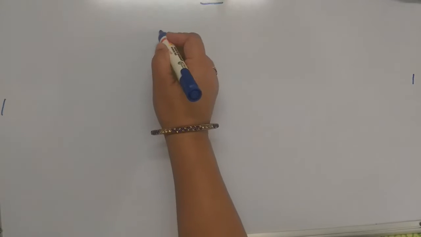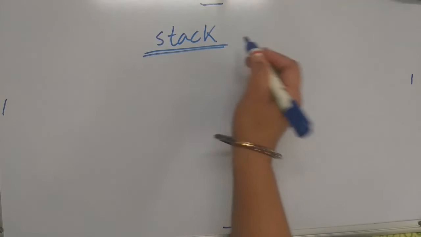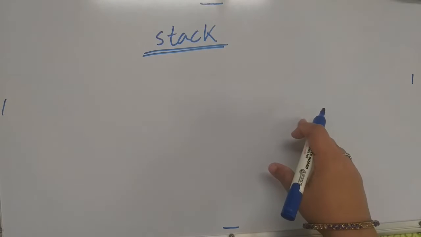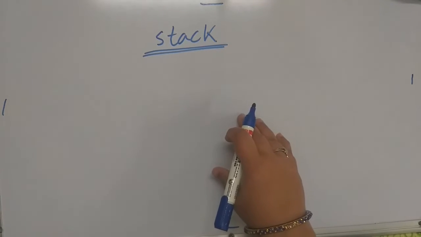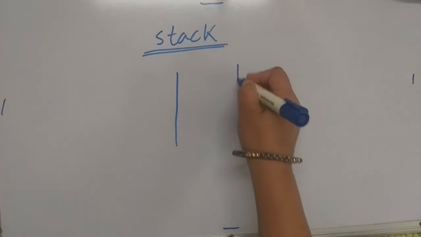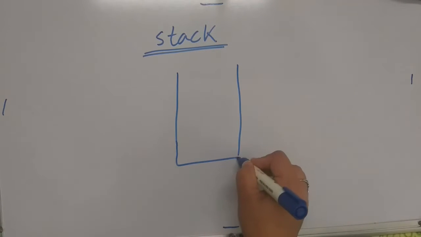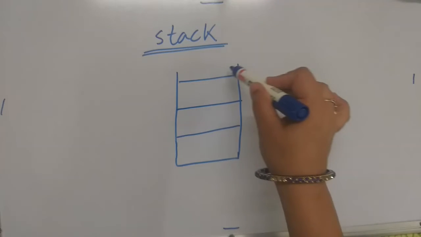Hello friends, today we discuss a linear data structure named stack. In the stack, we discuss what type of data is stored and in which manner. A stack is a list of elements in which the data are inserted and deleted at any one end. This one end is called the top.